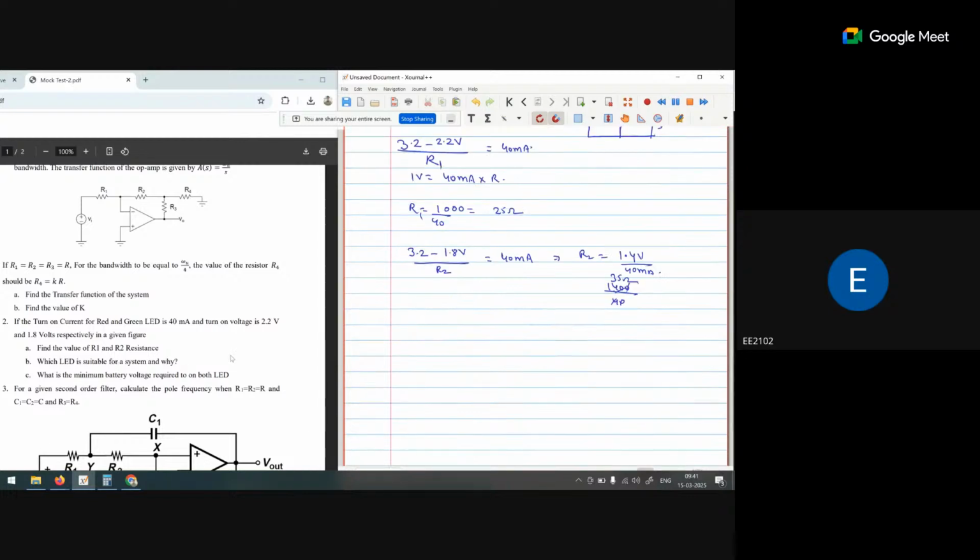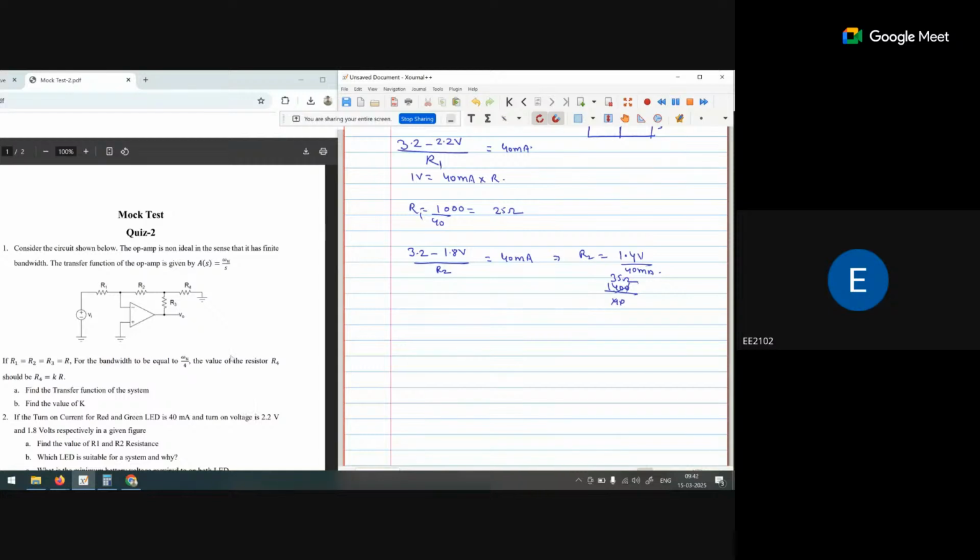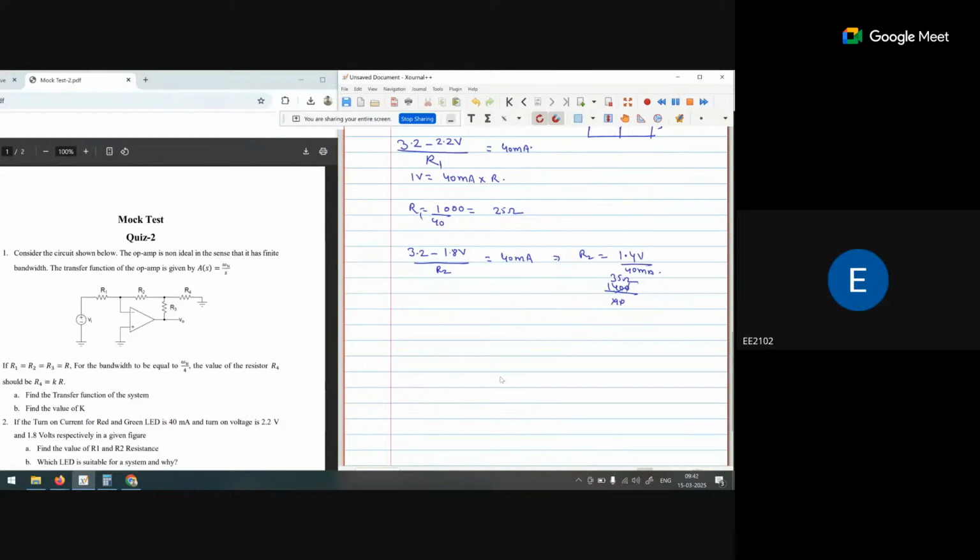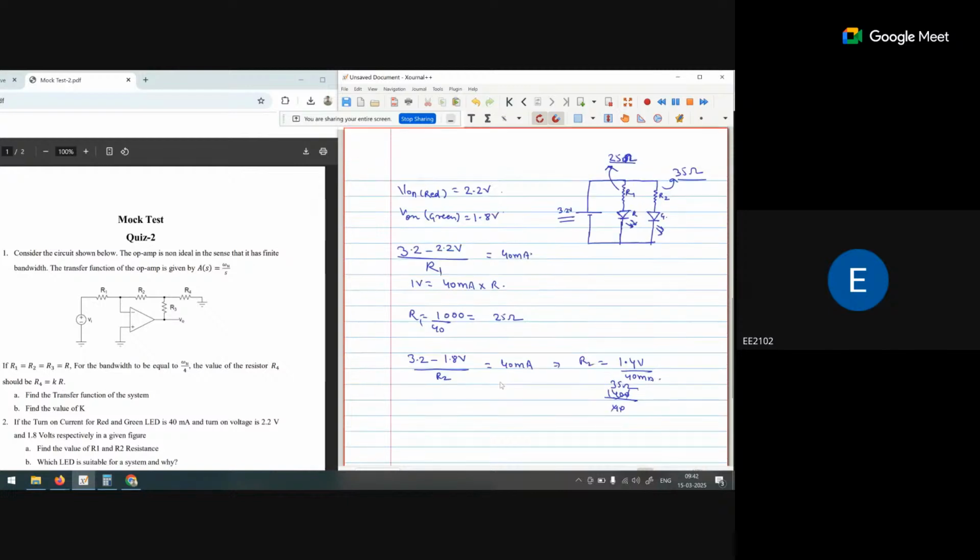Now, which LED is suitable for the system and why? So we can say the green LED is suitable. Why green LED? Because it requires less voltage. Okay. It requires less voltage to turn on.